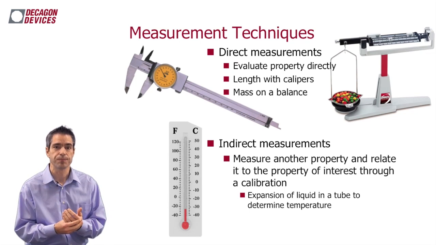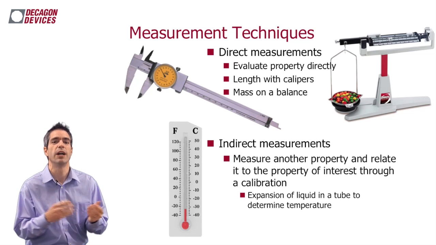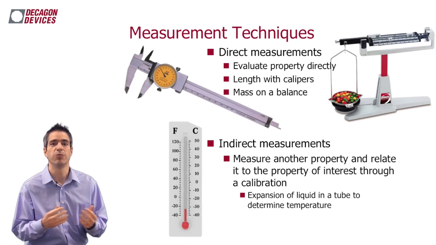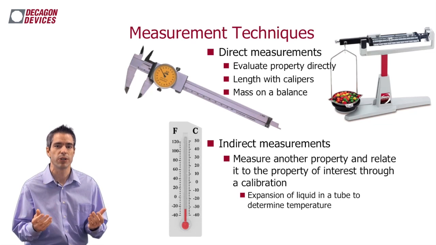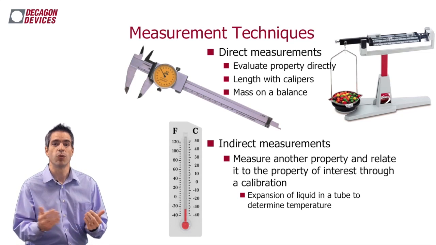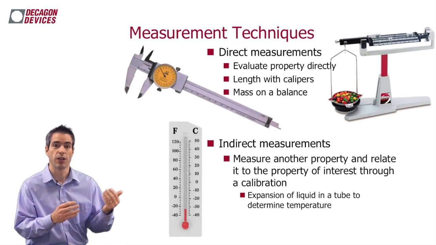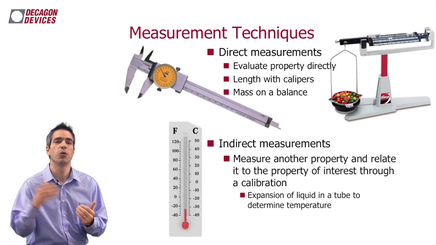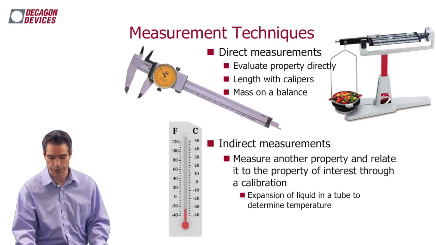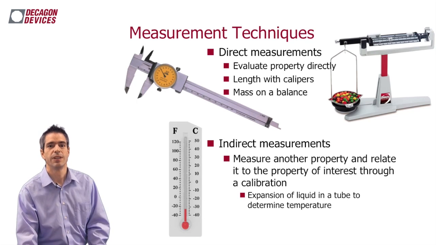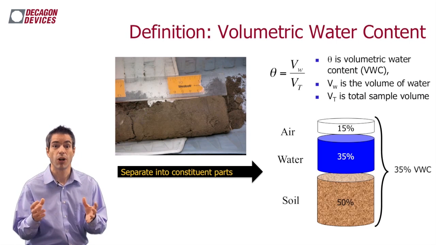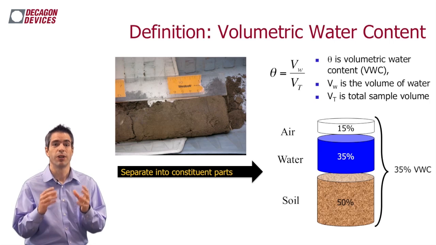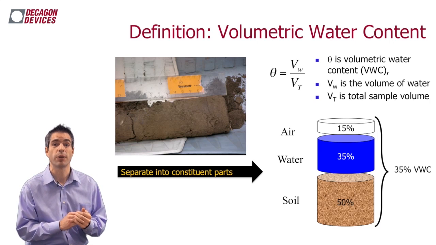Rarely do we think, oh, well, we haven't measured temperature correctly when we make this indirect measurement, but we do understand that because we're not measuring temperature directly, we have to take steps relating first the expansion of alcohol in a sealed tube to this temperature value. Now, what does that have to do with water content? Well, I'll get to that in just a minute. First, let's talk about the two different types of water content.